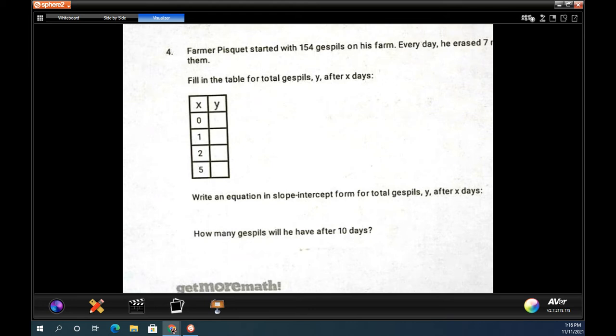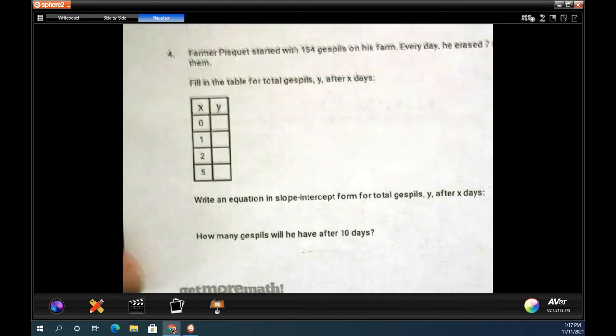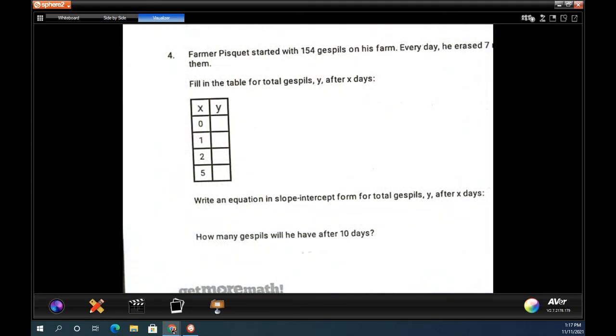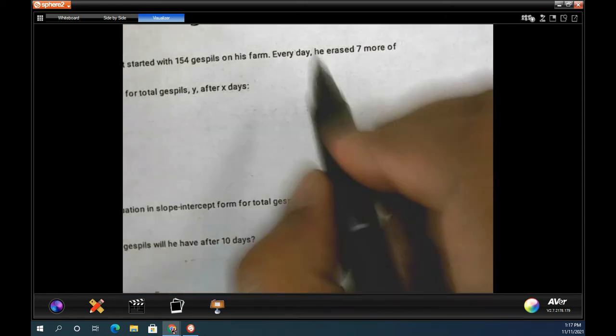Try number 4. See if you can get number 4. Find the equation first. That is the big thing. Find the equation first. Then you can do your table. Ooh. Be careful.